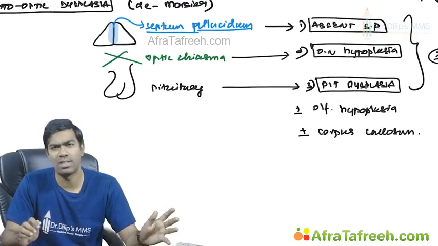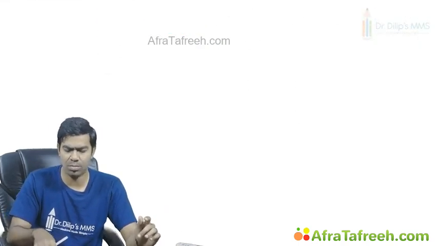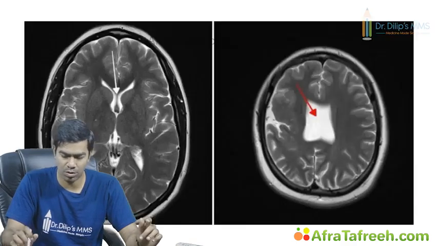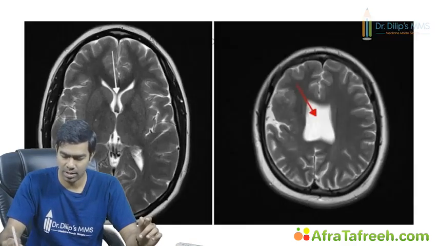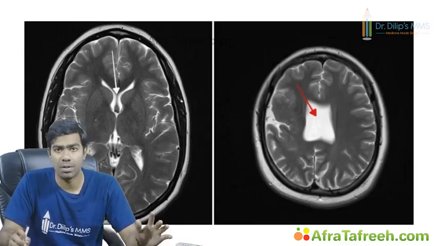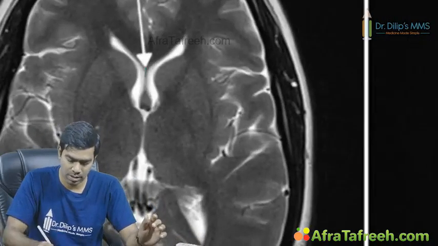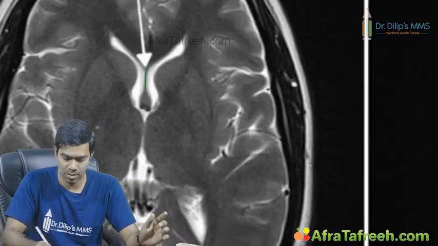Why did I tell you all this in a very detailed way? Because of one very important MRI finding that you have to know for sure. So this is that finding, the absent septum pellucidum, very characteristic, very important for exams. You can see here, this thin black line is the septum pellucidum actually.